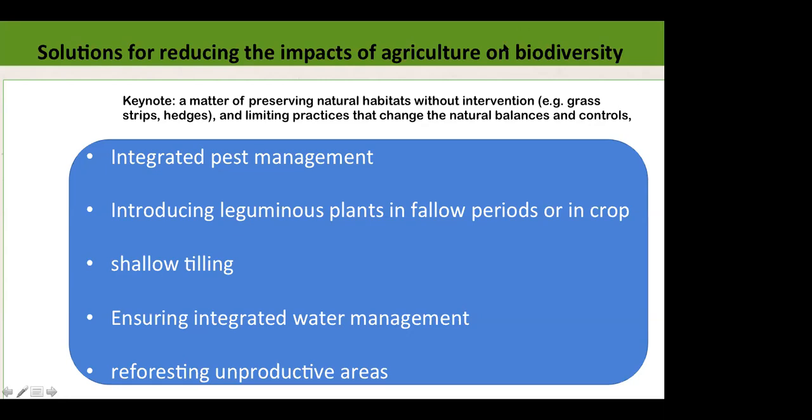Then we have the introduction of leguminous plants in the fallow period. So this is where we come to nitrogen. And during the fallow period, when you are doing your shifting cultivation, when you introduce leguminous plants on that land, you are getting back biodiversity. We have to do it in such a way that it does not affect the soil structure, and that is what we refer to as soil tilling. Of course, ensuring integrated water management.